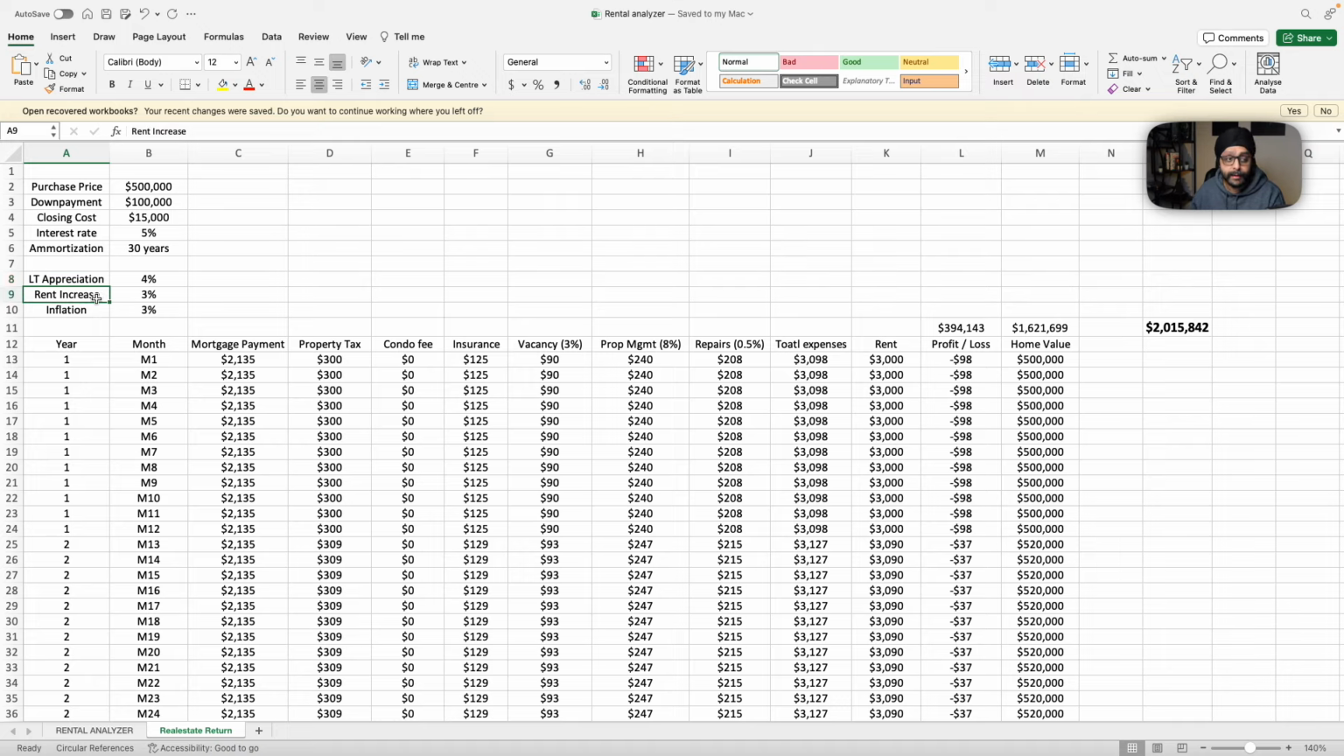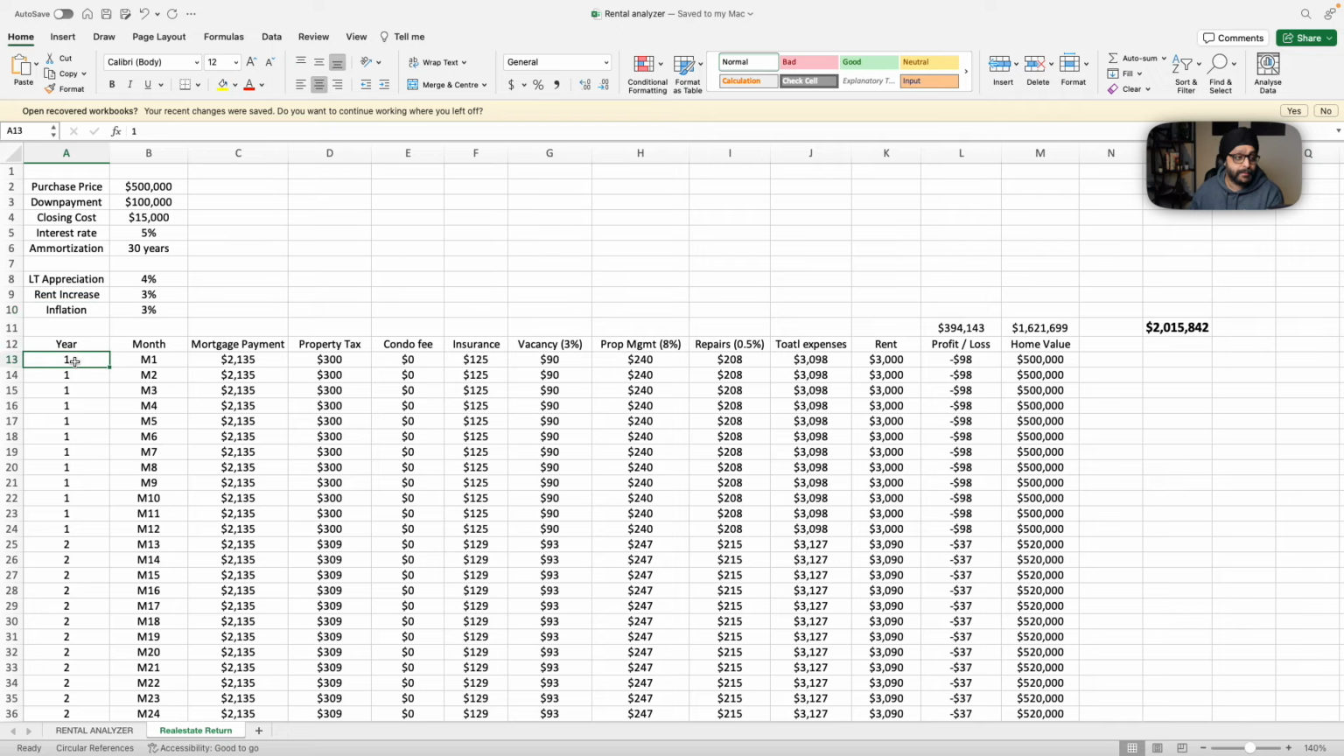I've also taken a rental increase of 3%. Now in markets like Calgary, the rental increases have been crazy, 8-9%, because there's no rent control there. But I've taken a very, very conservative estimate of 3% here, and I've taken an inflation rate of 3%. So all the expenses that you incur, property management, everything, all the capital expenses, I've just taken a 3% inflation rate every single year.